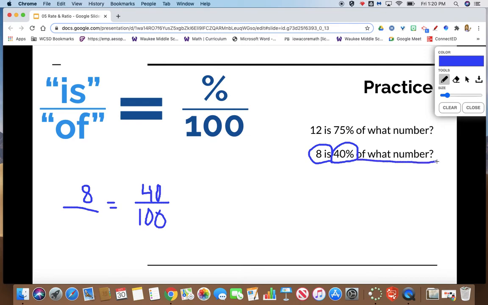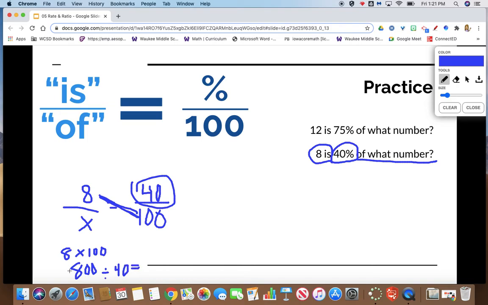Of what number? That means our whole, our of, is missing. Look for the diagonal where you have a number on each side. That would be 8 and 100. If I multiply 8 times 100, I get 800. To figure out what x is, we divide by the last number that we have not used yet, which was 40.